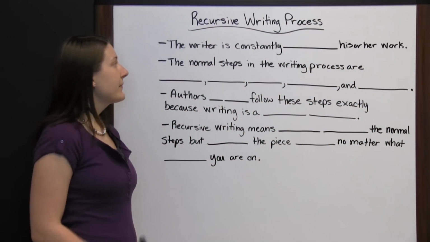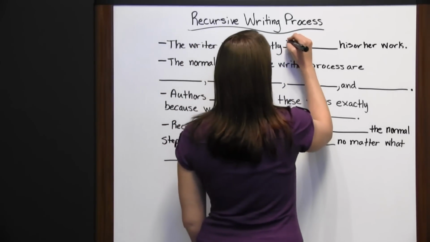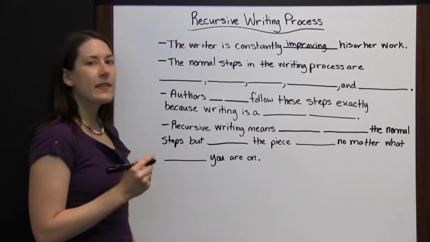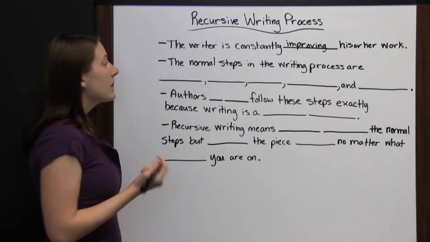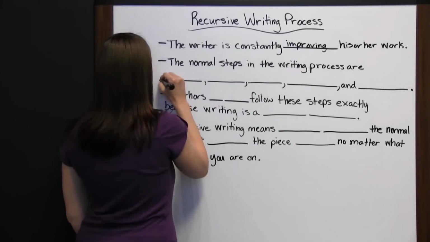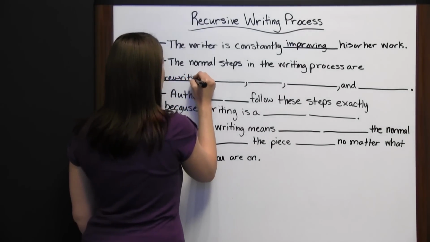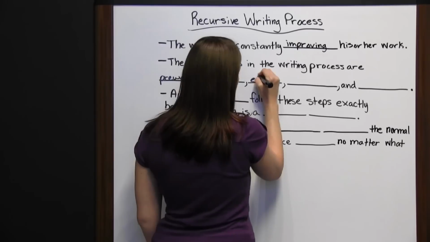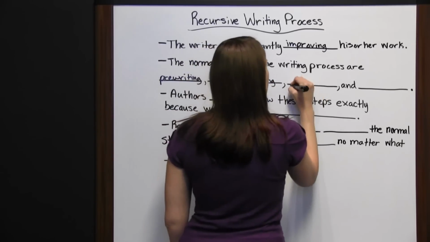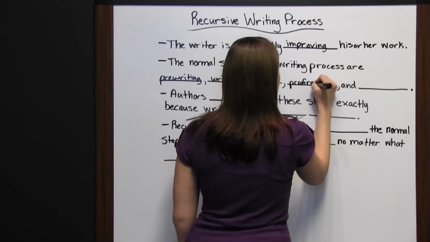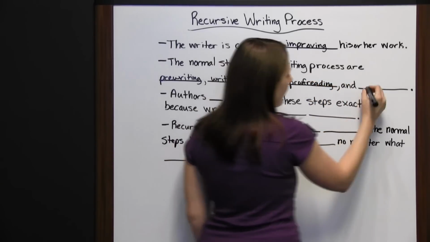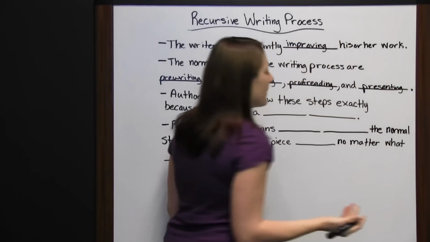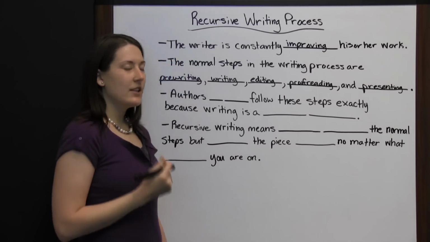Recursive writing process. The writer is constantly improving his or her work. While you're writing, you are going to constantly be trying to make that paper better that you're writing. The normal steps in the writing process are pre-writing, then writing or drafting, then editing, then proofreading, and finally presenting. Now you may not read your paper aloud, but when you present it to someone else to read, then that is the presentation stage.